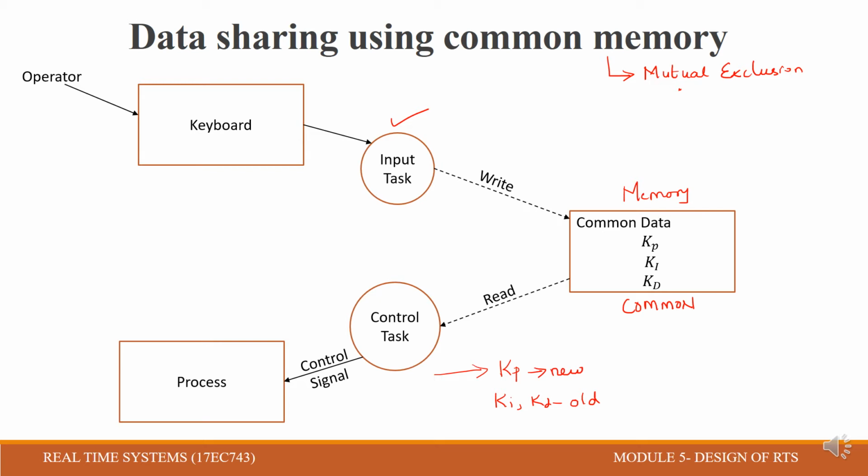So without checking any exclusive rights, if the controller task attempts to read the data from the common memory, what happens is that it ends up reading the new kp value. The first one it reads will be the new value, the other values will be the old values. This is a simple way to understand the concept of mutual exclusion, with an example of how to share data using a common memory.